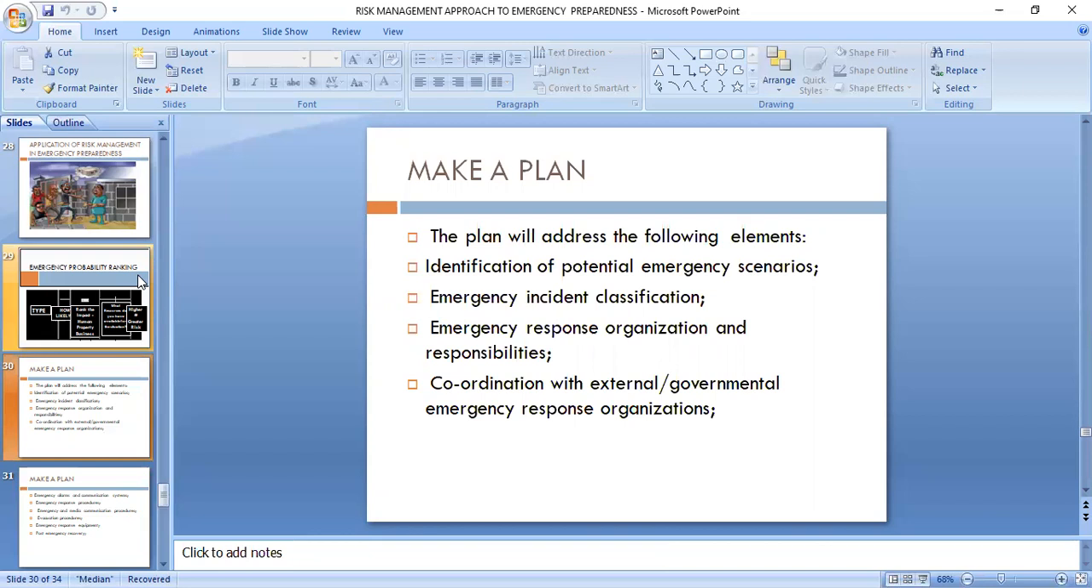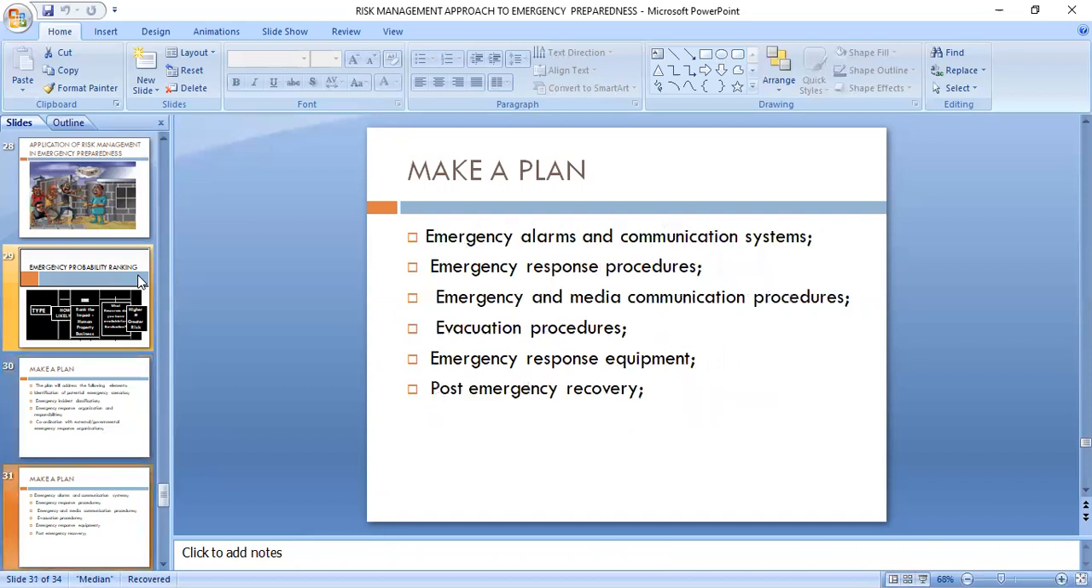Coordination with external governmental emergency response organizations. Very important. You need to key in with NEMA, key in with the fire services, the police, maybe even the local community leaders, and so on and so forth. So it's very important that we key in with all these emergency response organizations.